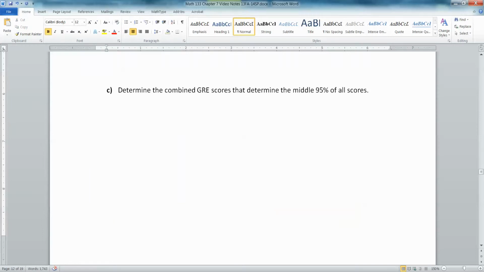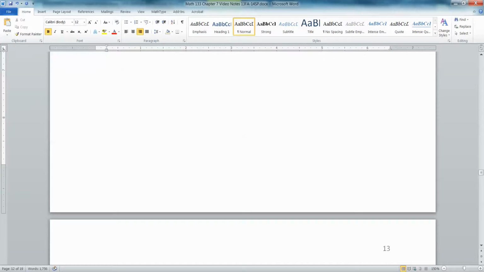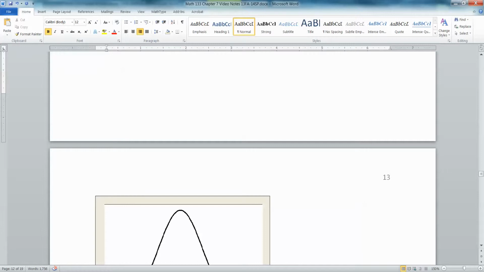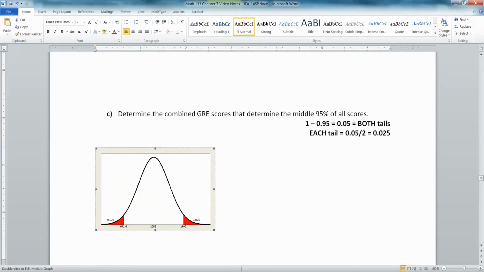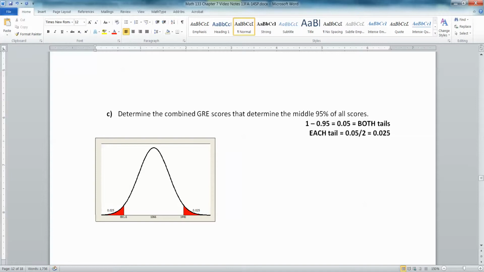Oh, goodness. I'm just having problems all over the place. 1 minus 0.95 is equal to 0.05. That's both tails, right? So then each tail is 0.05 divided by 2, which would be 0.025. All right, so each tail is 0.025. I gotta make this smaller so we can see it on the screen. There it is. Okay, so each tail is 0.025.